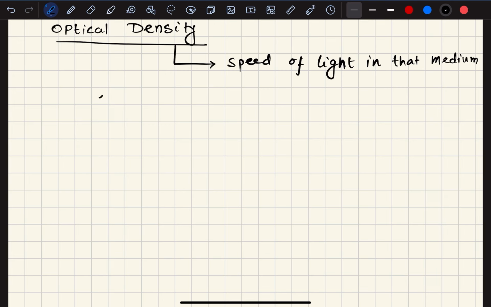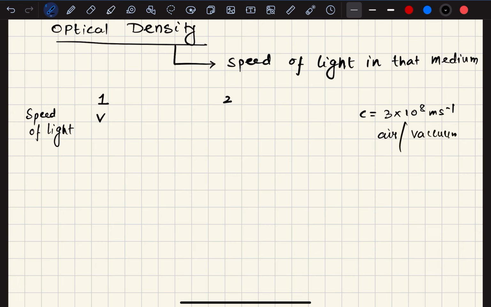Suppose there is medium 1, there is medium 2. The speed of light, normally you know that speed of light is denoted by c is equal to 3 into 10 to the power 8 meter per second, but this is only valid for air or vacuum. Okay, that is what it is.